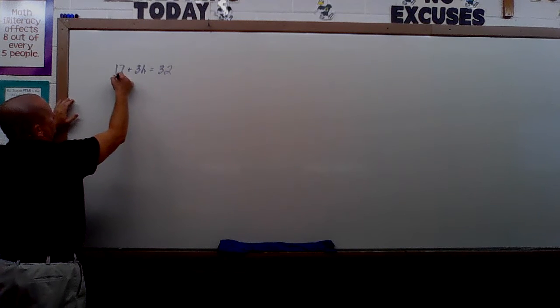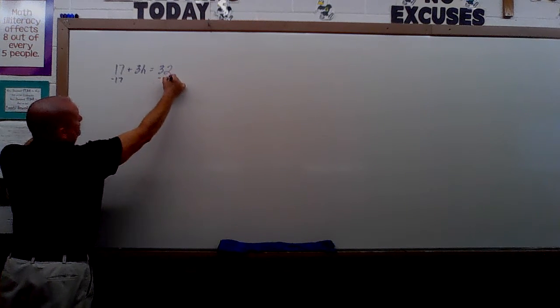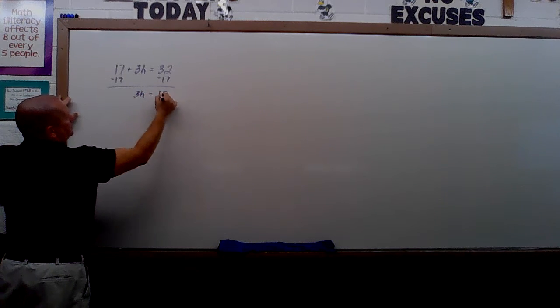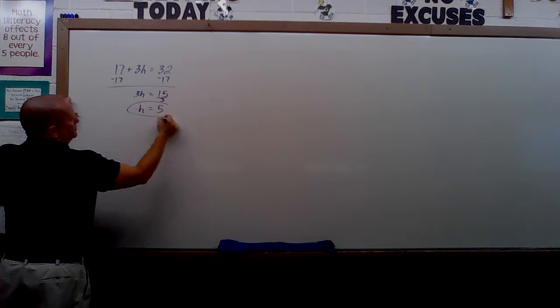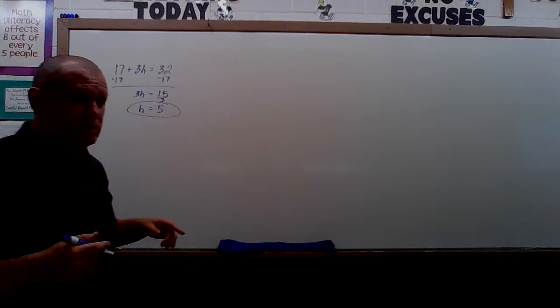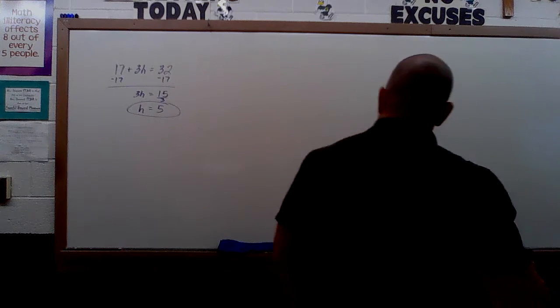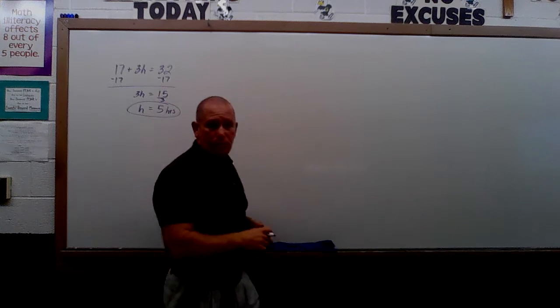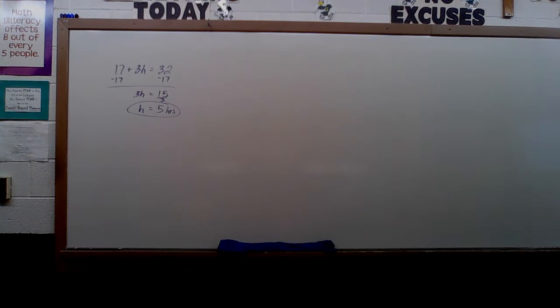So in this case, we should have subtracted 17. And then we had our 3H equals 15. So H is 5, which the gentleman said. But because this is a story problem, it should be 5 what? Perfect. Don't forget that label, because now we're looking at a specific thing in the story. Okay?